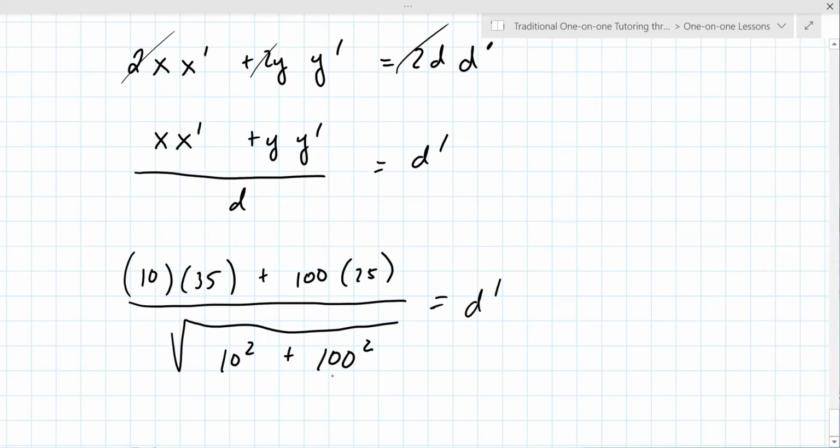You may not need to simplify. The bottom doesn't simplify. Your instructor is probably going to give you numbers that simplify well. So maybe remember some of your Pythagorean triples, like 3, 4, 5; 5, 12, 13; and there's a few others, 8, 15, 17, and so on.